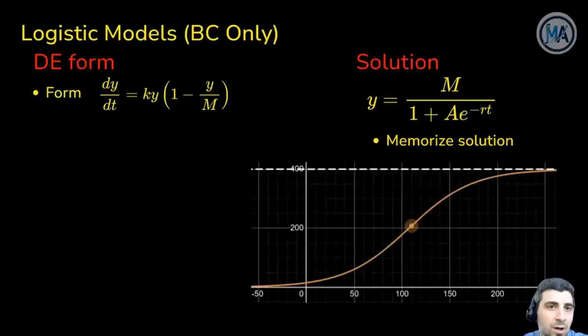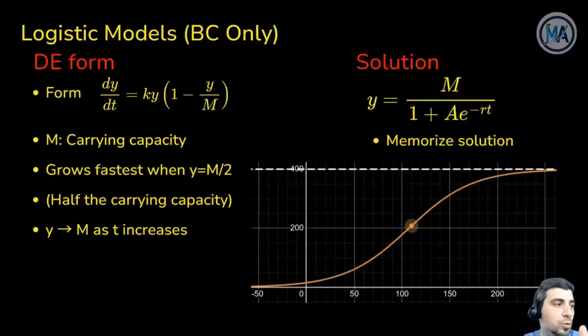Here's an example of what a logistic graph looks like. So M is the carrying capacity. You want to know that the logistic model always grows fastest when the amount is equal to half the carrying capacity, or M over 2. Also, the y value is going to approach M, the carrying capacity, as t increases.